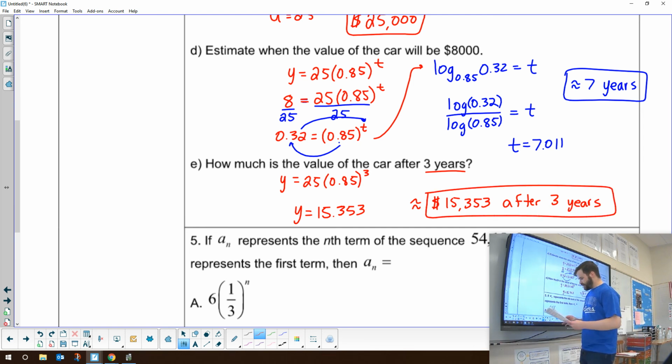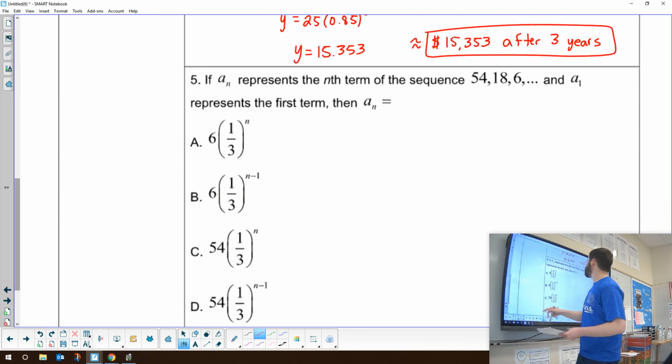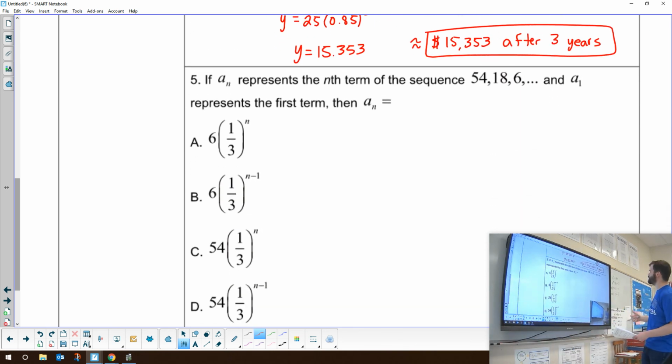All right, so our next one. Number 5. If a to the n represents the nth term of the sequence 54, 18, 6, and a to the first represents the first term, then a to the n is, all right, so a to the nth represents just any term in the sequence. We can just plug in and find any term. We've got to figure out what our first few are and find a pattern. That's the important thing, finding a pattern.